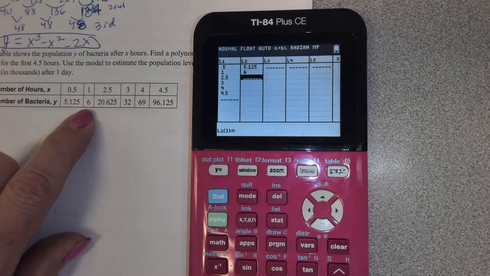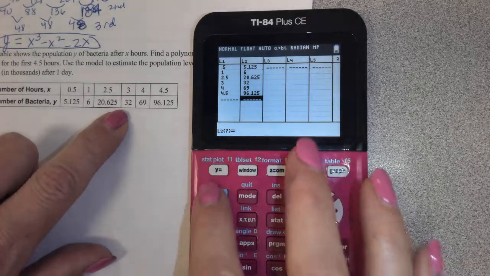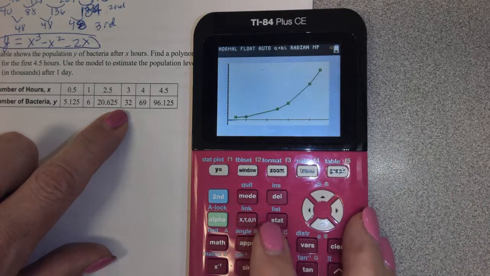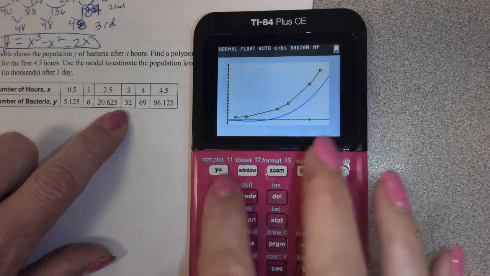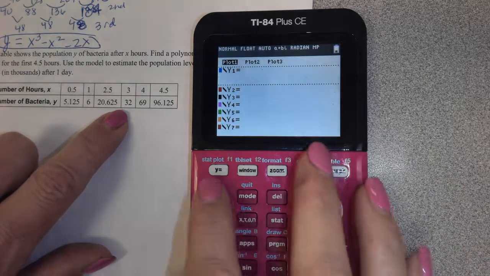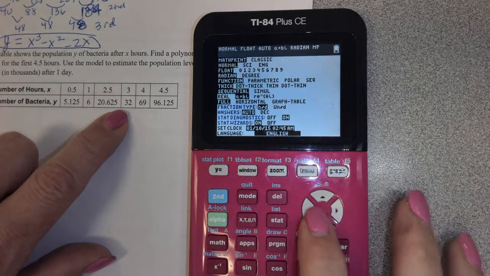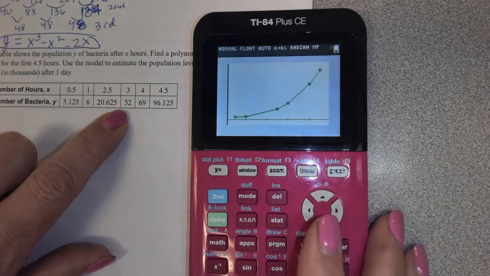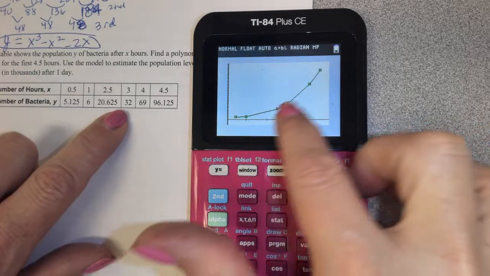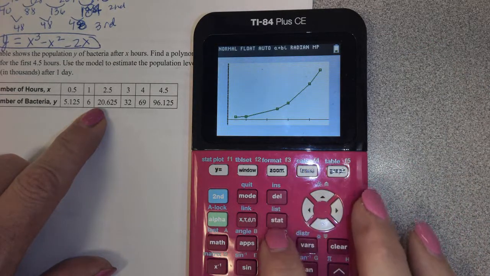I'm just typing these in. And it's not always obvious from looking at the graph. I have my stat plots on, so I can do my zoom stat and take a look at it. Oh, there's my old graph. Okay, so I'm going to go in here, get rid of that. I still don't like how this is connecting these. Guess that's all right. All right, let's do a zoom stat one more time. Okay, so there are points, and it's connecting my points. I must have it set to do that. So this kind of looks cubic or quadratic or even quartic.